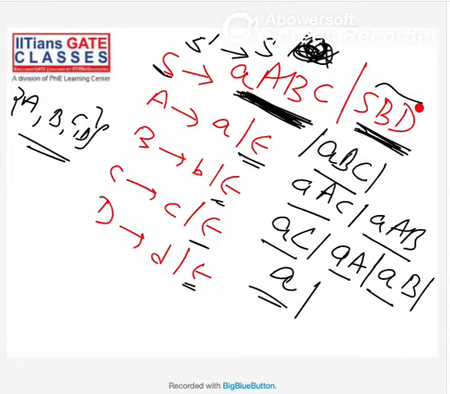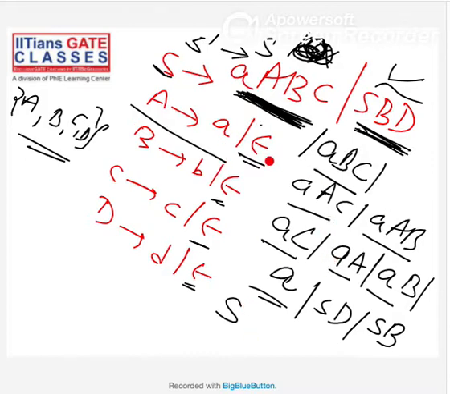Similarly here B and D are nullable, so you will leave them as they are. Another time you will remove B, another time you will remove D, another time you will remove both of them. So these are the productions you will add. Coming to the epsilon productions, you will just remove these productions.